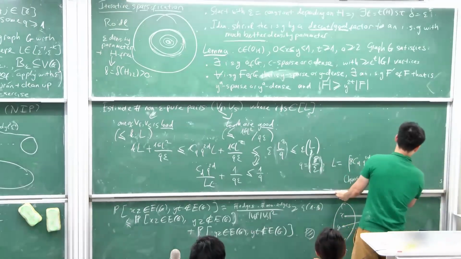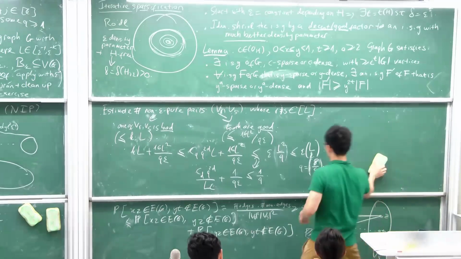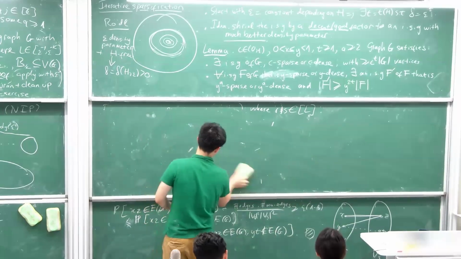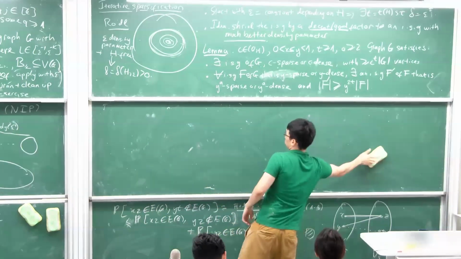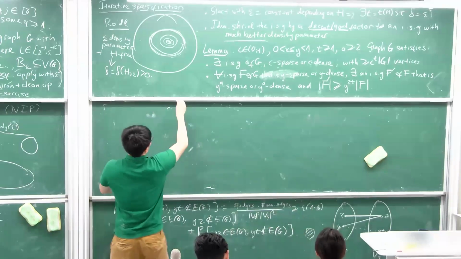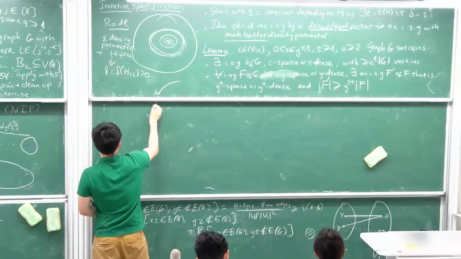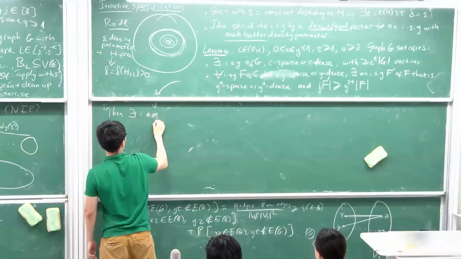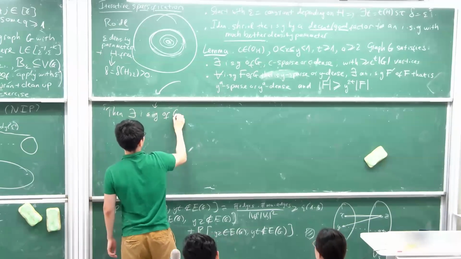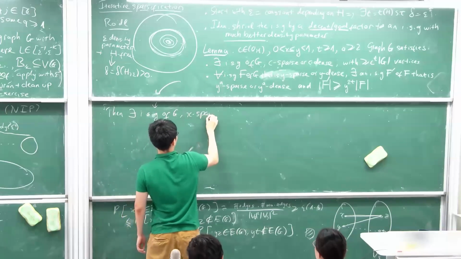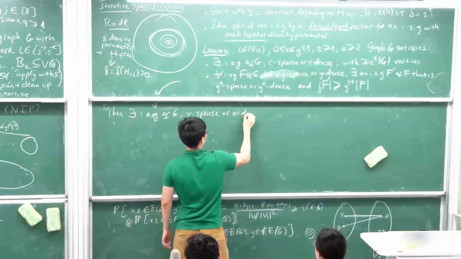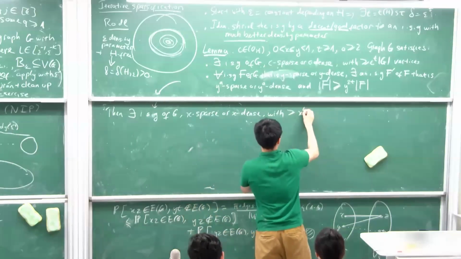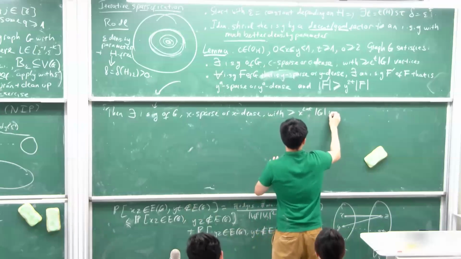I'm not doing it the best way because the lemma has to be written on the blackboard. In this lemma, the conclusion is there is an induced subgraph G' that is X sparse or X dense, with at least X to the 2T times the number of vertices of G.